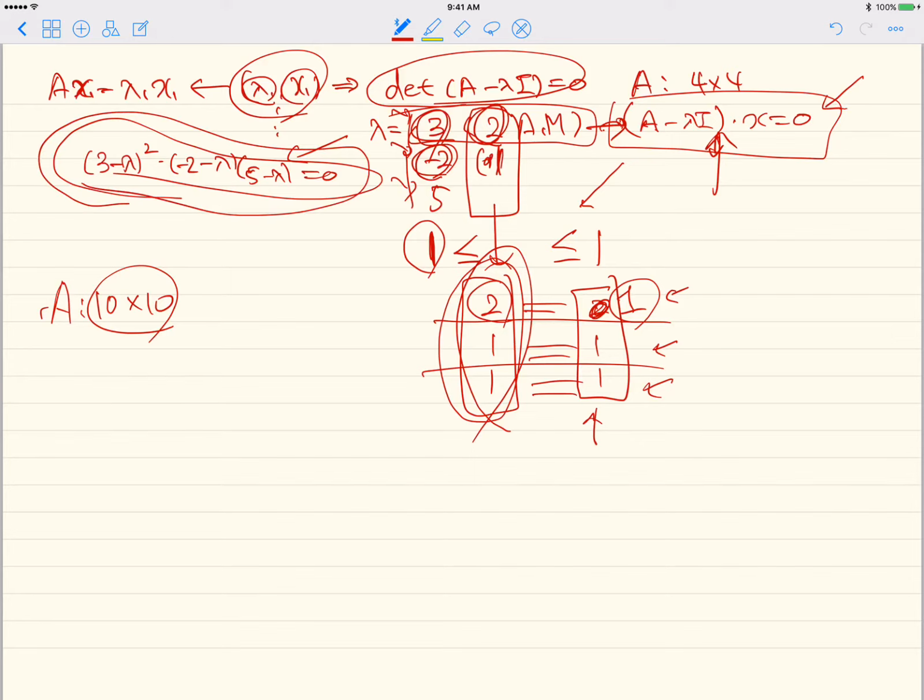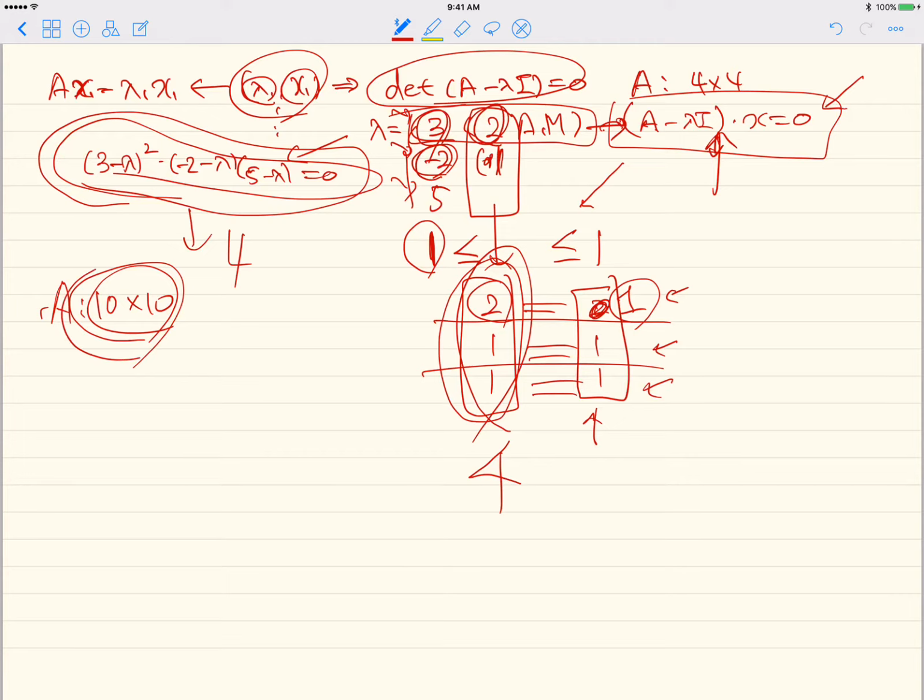So in this case, we have 4 roots, allowing to count 3 as 2 times. So we count 3 as 2 times, and that's how we obtain the total number of roots as 4, right? So in general, a 10th order polynomial will have 10 roots. So it's always true that the total sum of algebraic multiplicity will be the same as the matrix dimension.